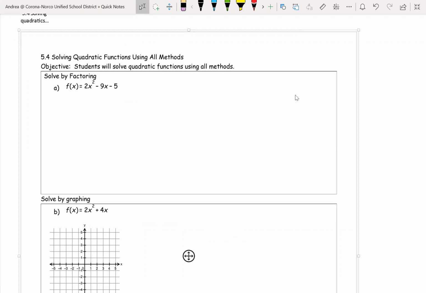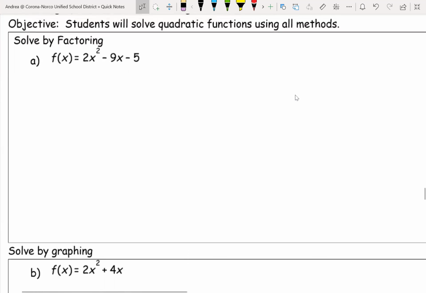However, it doesn't always factor. Some quadratics are prime and they can't factor. So that's why we need the quadratic formula in those cases. Okay, we're going to do the first one because it does factor, and we're just going to review how to factor a quadratic function.